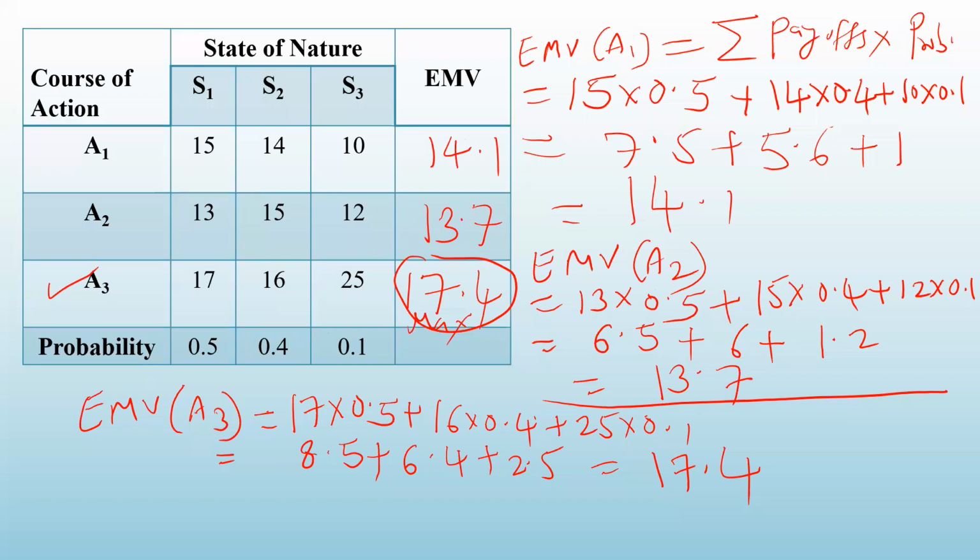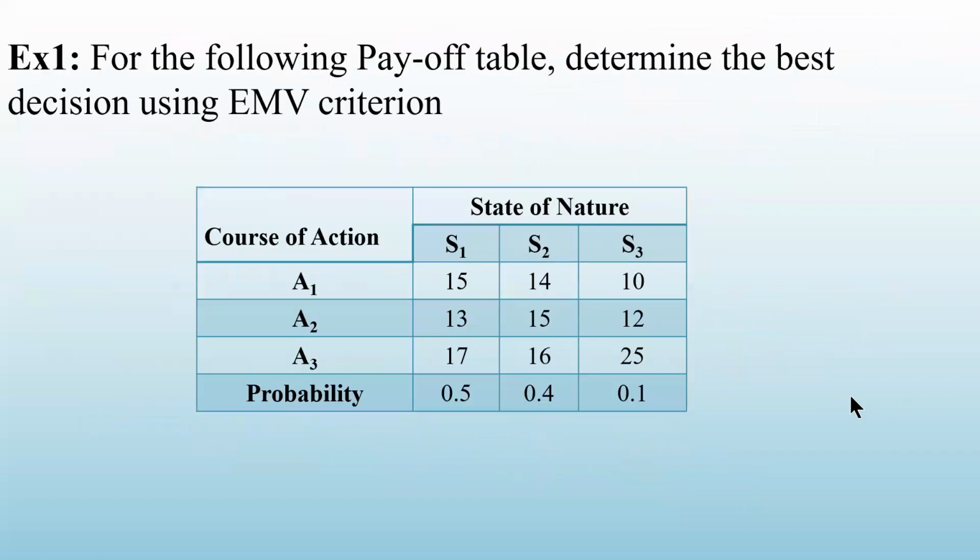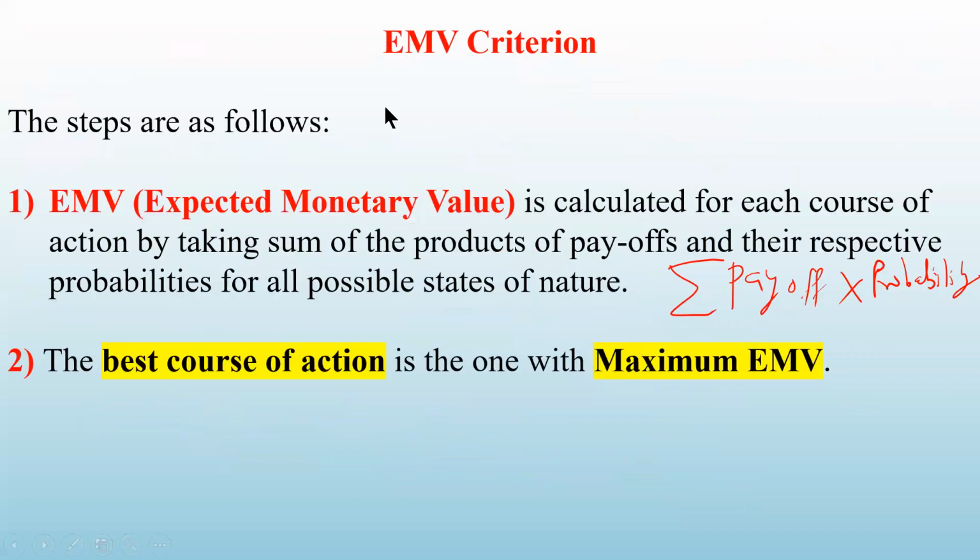Now after the problem, you go back to the theory which I have suggested you. What is in the EMV criterion? First we find out the EMV, calculated for each course of action by taking the sum of products of payoff and their respective probability. That is what we did. What I have written here is the same thing I told you. Then second, what do we do? The best course of action is the one with maximum EMV. Okay.